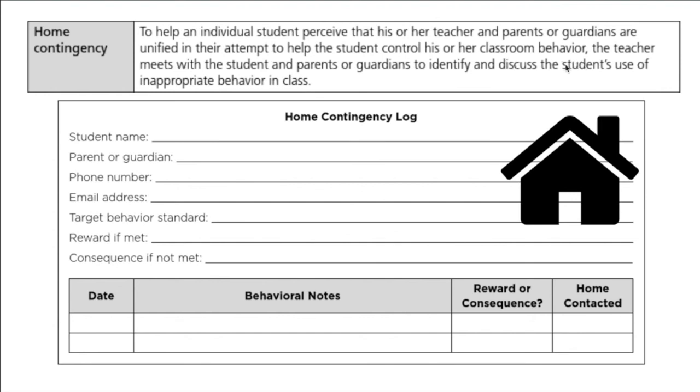And that's when the teacher meets with the student and parents or guardians to identify and discuss the student's use of inappropriate behavior in class. It can also be a communication method, such as a home contingency log, where the teacher and student at school are filling out how things are going and relaying this information to the parent or guardian at home. So there's this back and forth communication to help everybody understand that we're in a unified attempt to help that student.